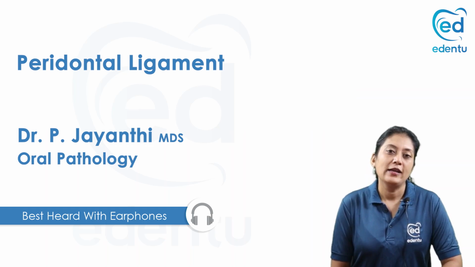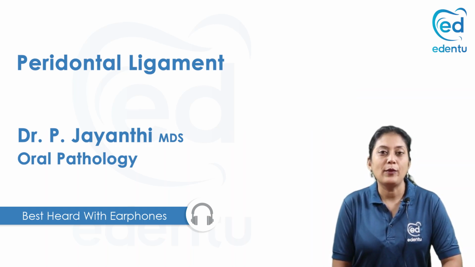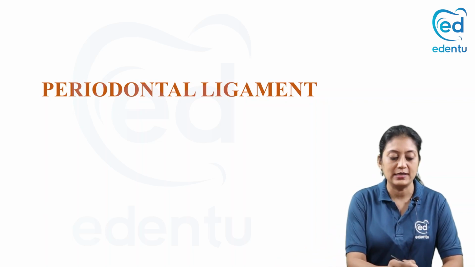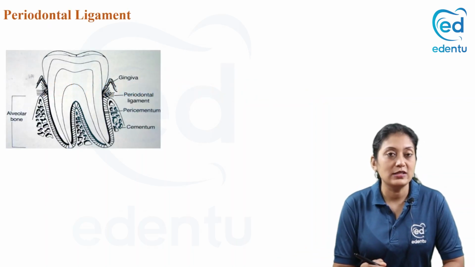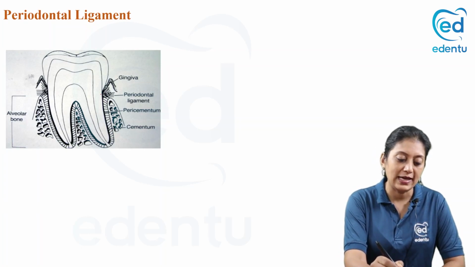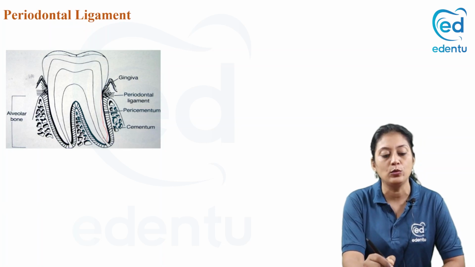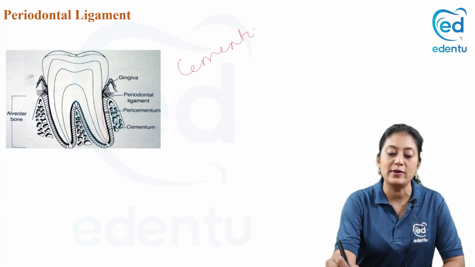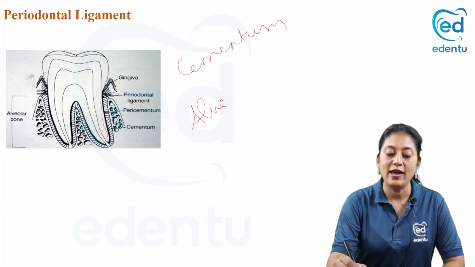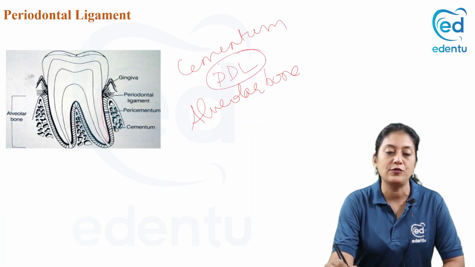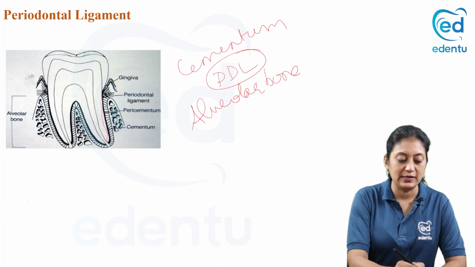Students, today we are going to see yet another important and interesting topic in histology, periodontal ligament, shortly called the PDL. Now the PDL, we know, is a soft tissue that is connecting two hard tissues. On one side you have the cementum of the root, whereas on the other side you have the alveolar bone. These cementum and alveolar bone are hard tissues, and in between these two you have a soft tissue, that is your periodontal ligament.